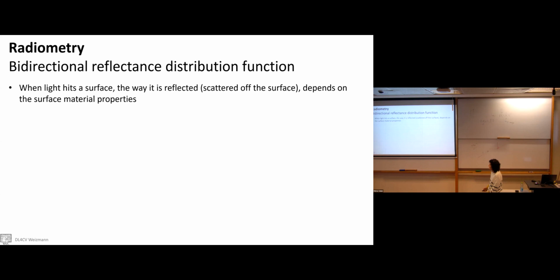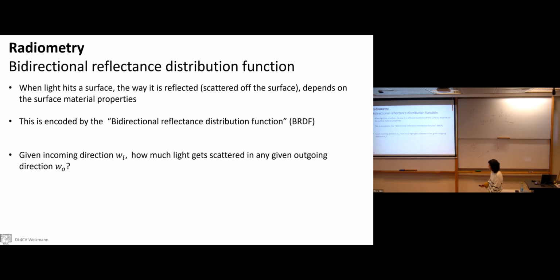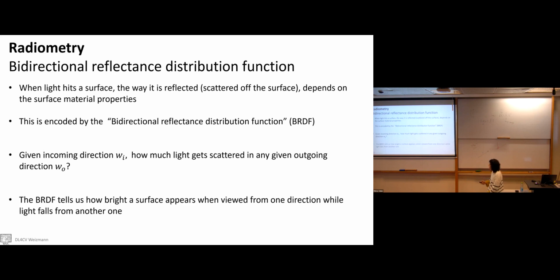When light hits a surface, the way it's reflected from the surface depends on the surface material properties. This is called BRDF. And the idea is the following: given incoming direction W in, how much light should I get in the scattered direction W out? The BRDF tells us how bright a surface appears when viewed from one direction, while light falls from another direction.